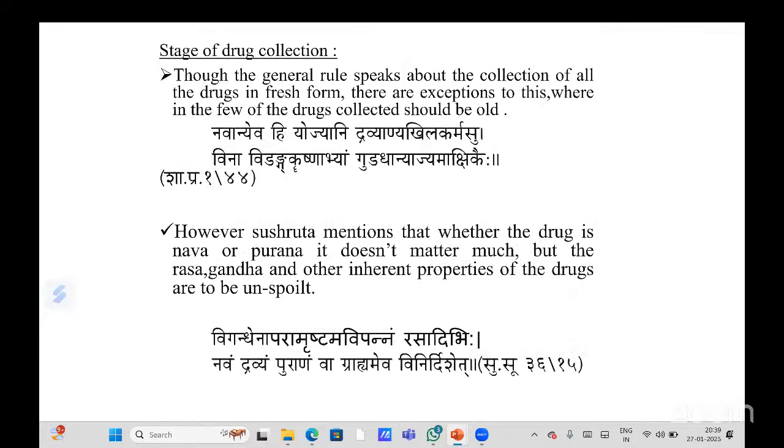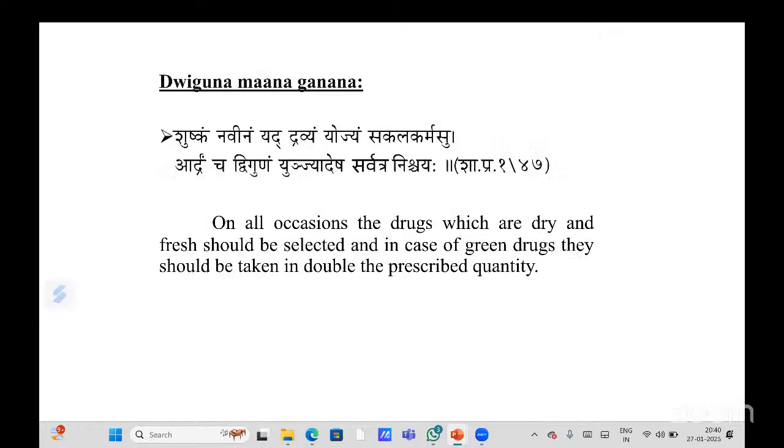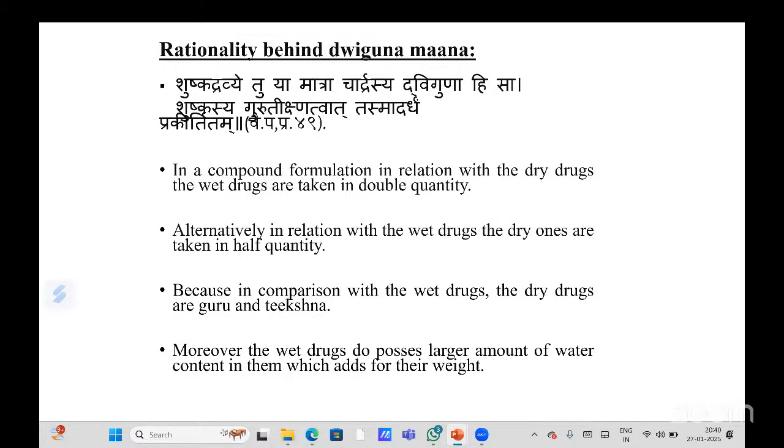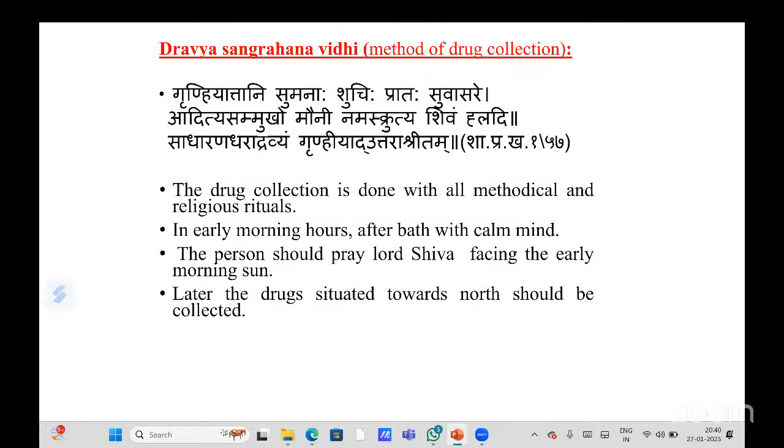In a similar way, these are some of the stages of drug collection: the concept of Dvigunamana, the rationality behind Dvigunamana, the exception for the rule of Dvigunamana, and next the Dravya Sangrahana Vidhi.